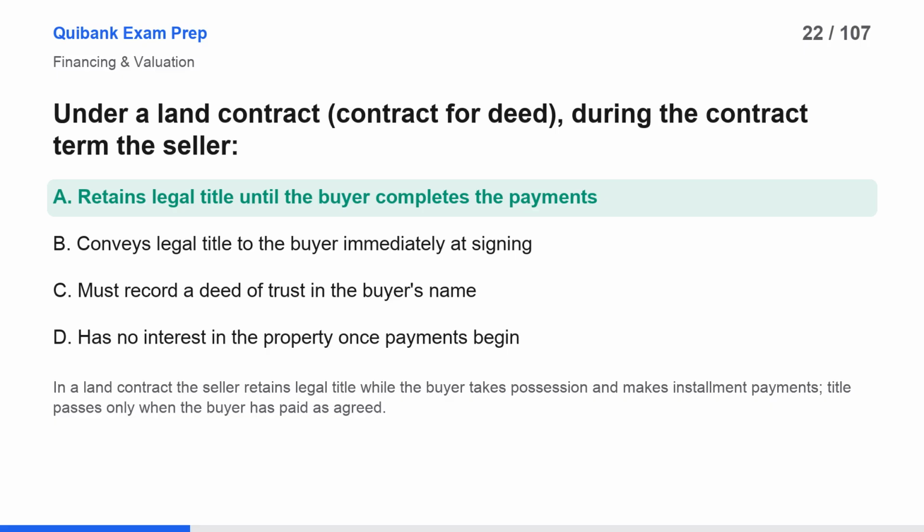The answer is A. Retains legal title until the buyer completes the payments. In a land contract, the seller retains legal title while the buyer takes possession and makes installment payments. Title passes only when the buyer has paid as agreed.